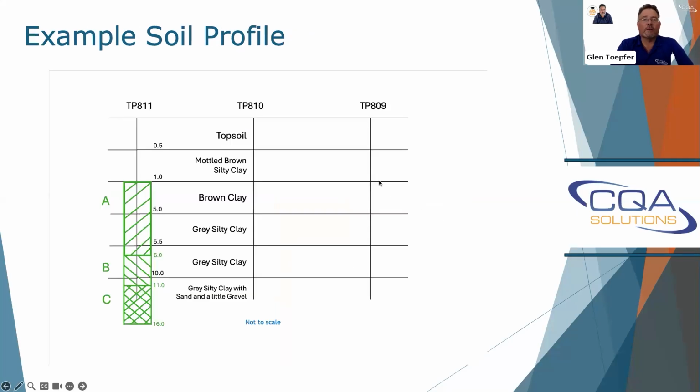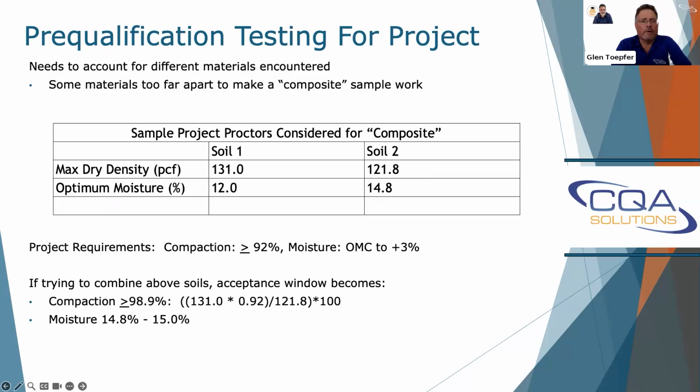And if you look back at this 809, 810, 811, I put together a profile here. It's not to scale, but we started with a topsoil, mottled brown silty clay, brown clay, gray silty clay, gray silty clay with increasing sand and gravel content. And you can see how this sample A zone from 1 to 6 feet covers multiple soils, and that could be detrimental to the project, especially if your values are significantly apart.